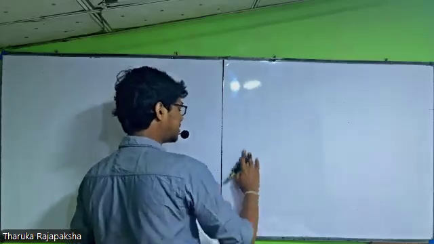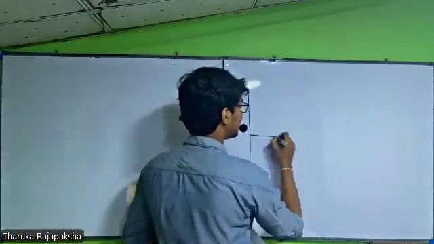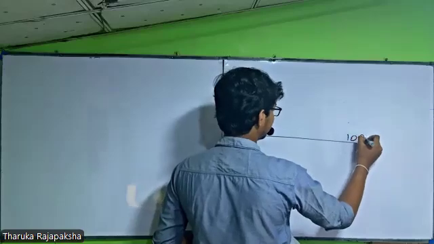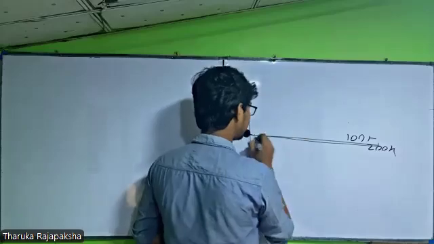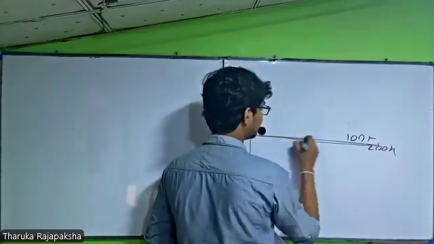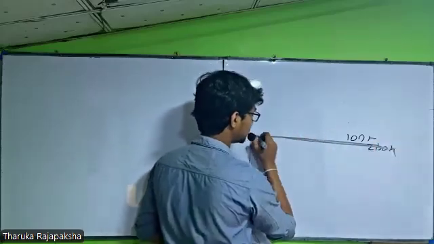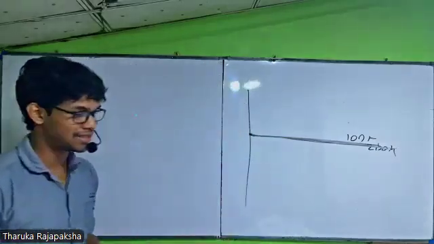Again, ideal gases. So ideal gas is like this. This is 100 Kelvin. This is 200 Kelvin. This is 300 Kelvin, 400 Kelvin, 500 Kelvin, 600 Kelvin. Nicely.